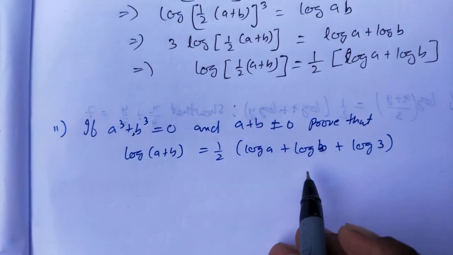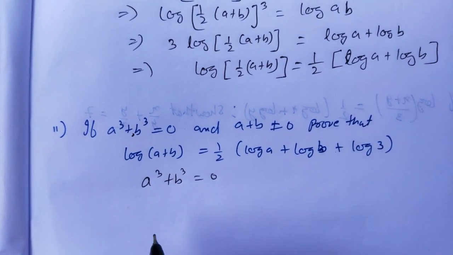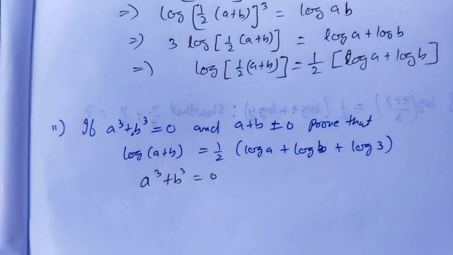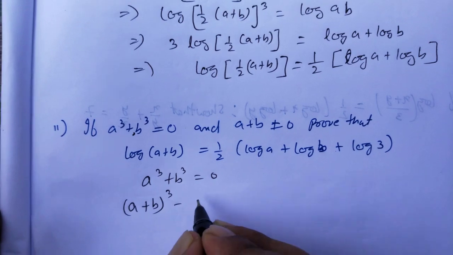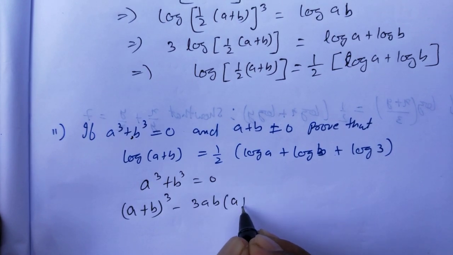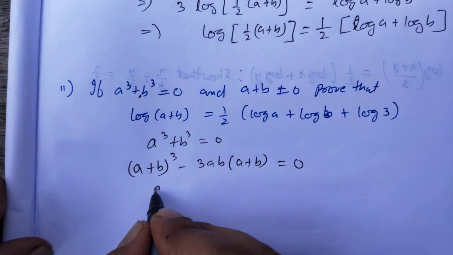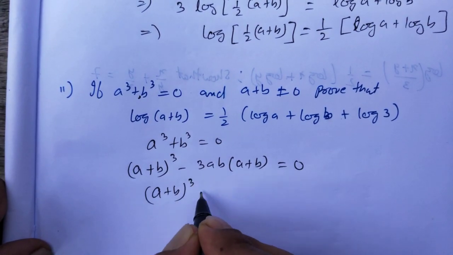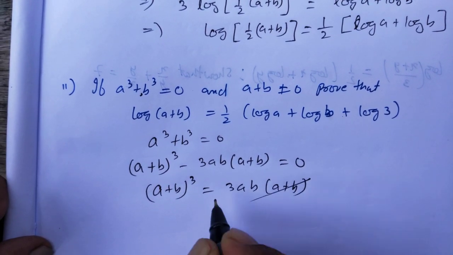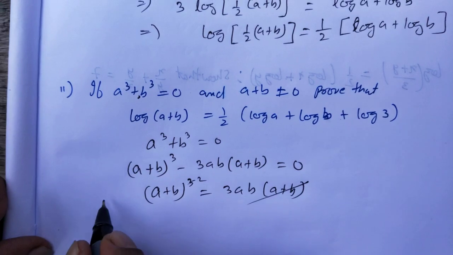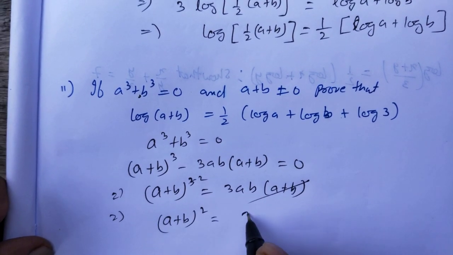Using this only, we have to get this answer. They have given a cube plus b cube is 0. The formula of a cube plus b cube is a plus b whole cube minus 3ab times a plus b, which is equal to 0. So take this on the other side. A plus b whole cube equals 3ab times a plus b. On both sides, one a plus b cancels, only 2 is left. We can write a plus b whole square equal to 3ab.